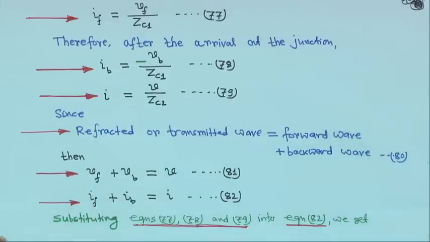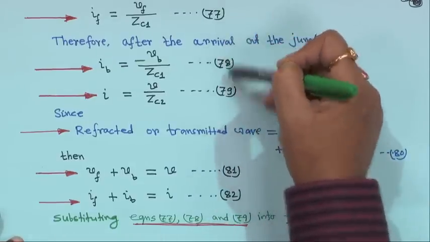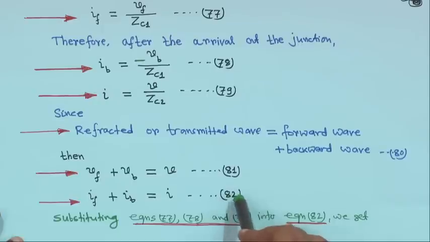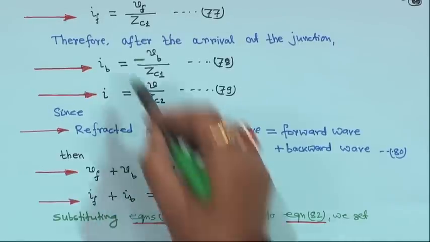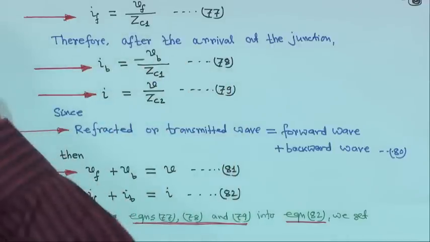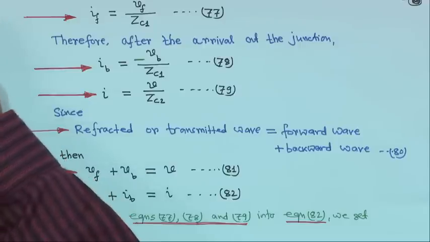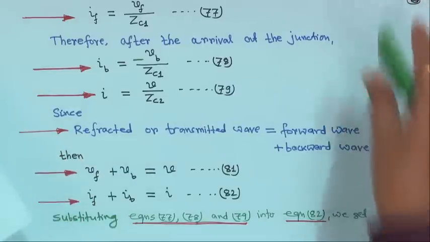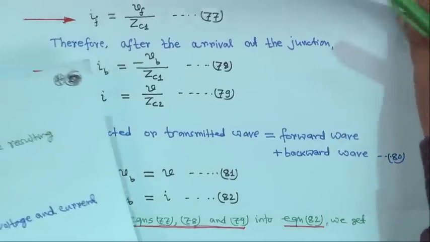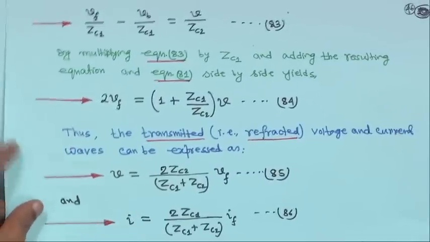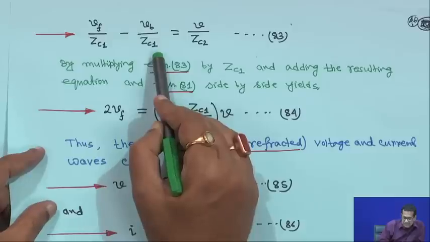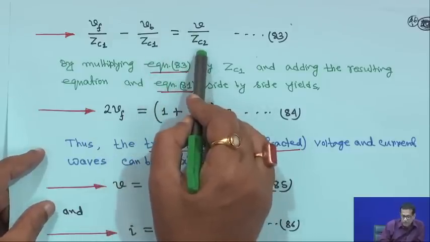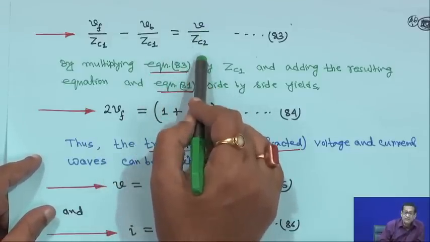Now, substituting equations 77, 78 and 79 into equation 82, you substitute If, Ib and I here. If you do so, you will get Vf upon Zc1 minus Vb upon Zc1 is equal to V upon Zc2, right, because I is equal to V upon Zc2.